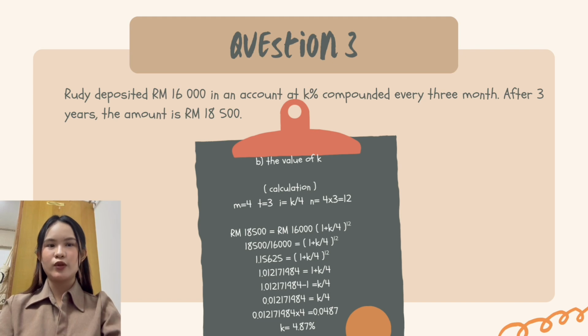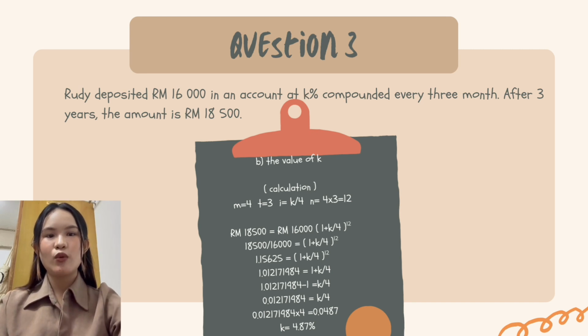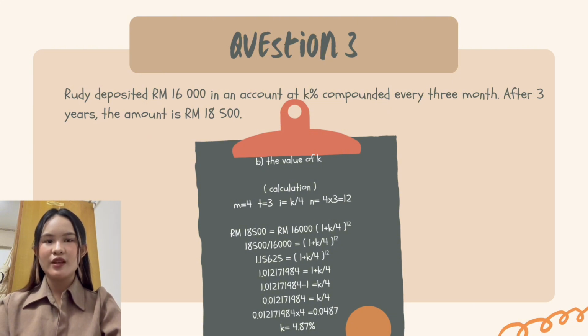So 1.15625 to the power of 1 over 12 is 1.01211719, which equals 1 plus K over 4. Then you move the 1 to the other side. So 1.01211719 minus 1 equals K over 4. Then 0.01211719 equals K over 4. Then you move the 4 to the other side. So it's going to be 0.01211719 times 4 equals 0.0487.